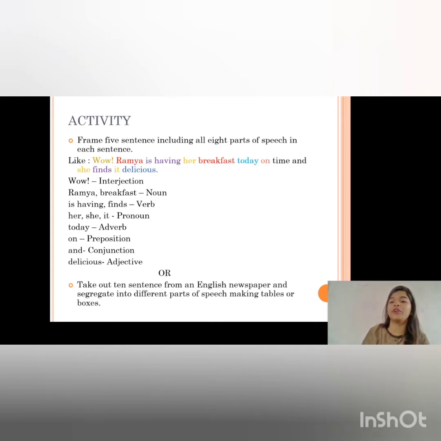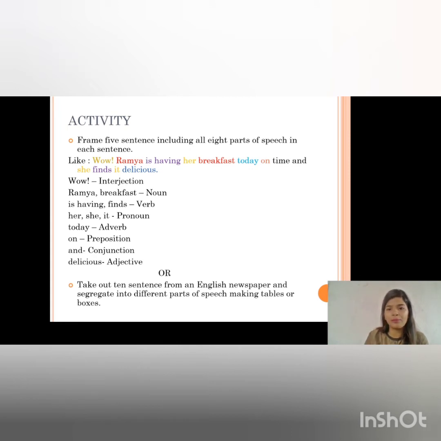Now this is the activity for those who don't have an English newspaper at home. And those who have an English newspaper at home, forget about the date. It can be of any date, no matter, that is not our concern. You just take any newspaper, take 10 sentences out of it, cut them out, and either keep them in different boxes the same way I did, or take a sheet, divide it into 8 columns of parts of speech, and then cut out and paste those cutouts into the appropriate column. So this is today's activity that you are definitely going to do and enjoy.